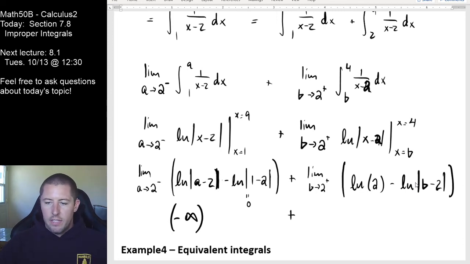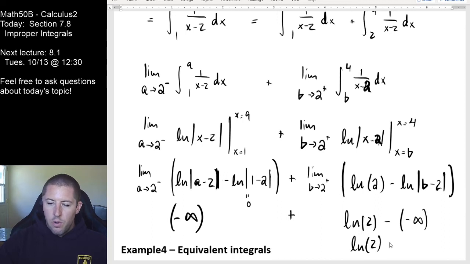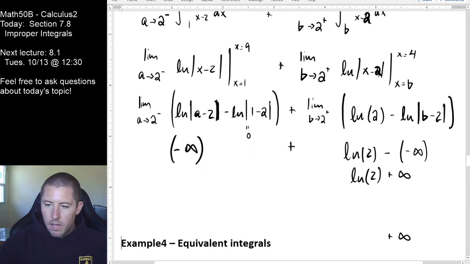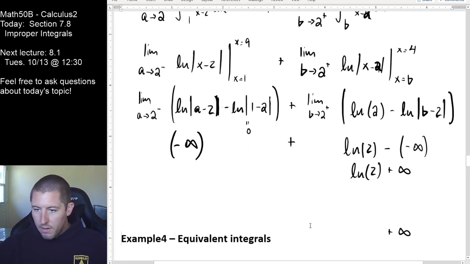So here again, this is basically like me getting a natural log of 2 minus, and here I'm basically getting like a negative infinity. So like a natural log of 2 plus infinity. So right here I'm just trying to suggest, I suppose, that our that's interesting. It dragged that infinity with it. That's weird.